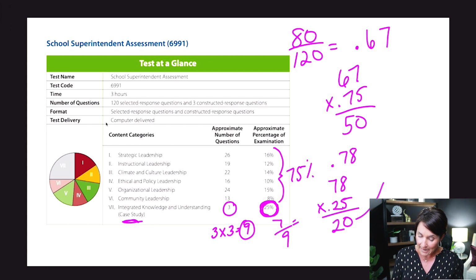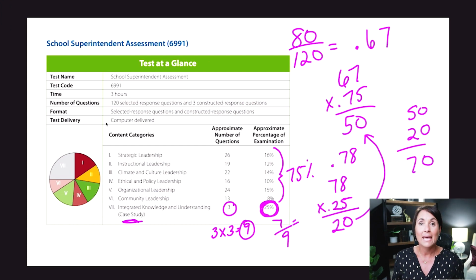Now what I do is I add the 50 plus the 20. I get 70. And then for this test, for Praxis, they add a 1. So this would be a 170, probably passing depending on your district. But that's a pretty good score. 170 is a pretty good score on this exam. So that's how you would calculate your score for this test.